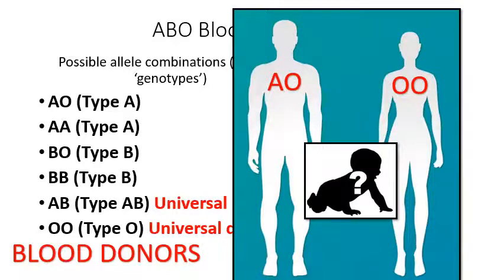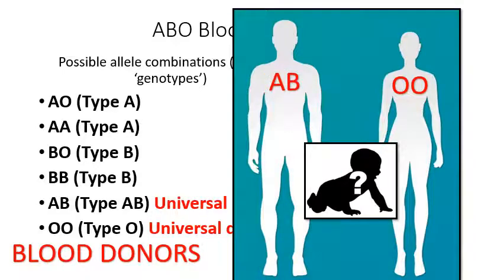Let's say this couple has already had a child that has blood type A. What are the odds that their second baby will also have blood type A? Well, the odds are actually 50% because the father donates the A allele to the baby 50% of the time. So there could be a slight problem with that.